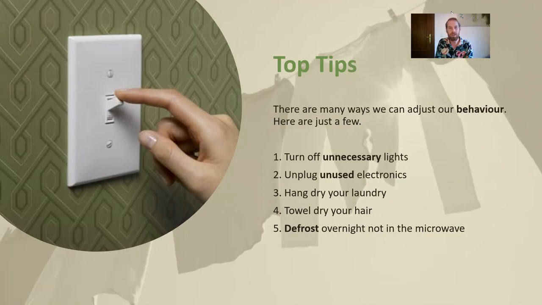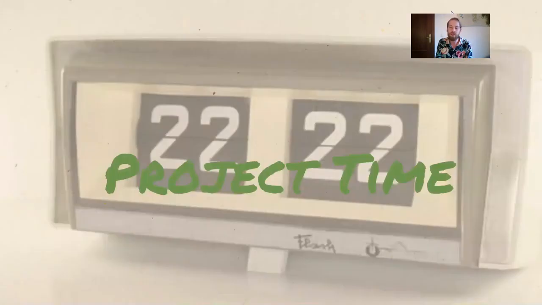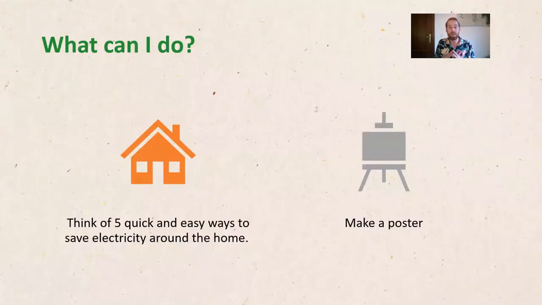So I'm going to ask you if you can do a little project for me. So this is project time. In this project, I'd like you to think of 5 ways to save electricity around the home. And if you would be so kind as to make a poster, you can post it in the Renewable English Facebook group if you so desire. You can even make a video if you want, like Alethea did.